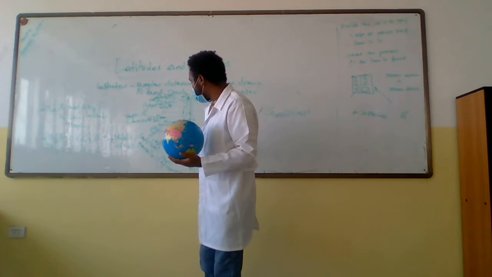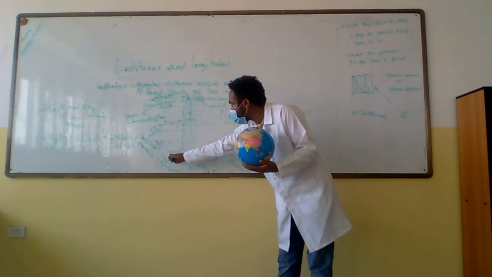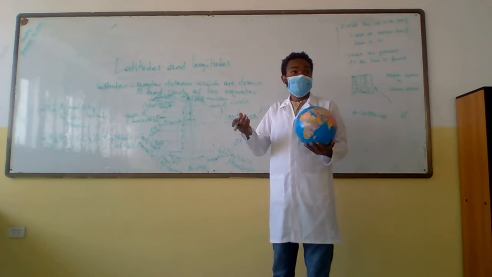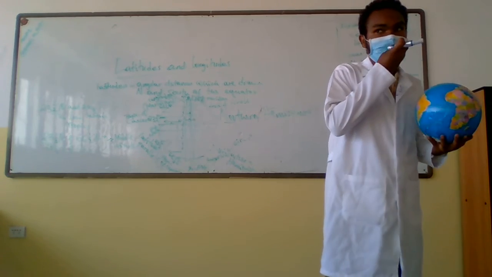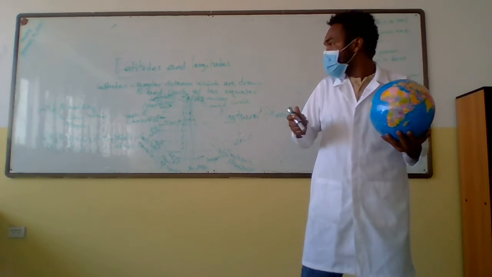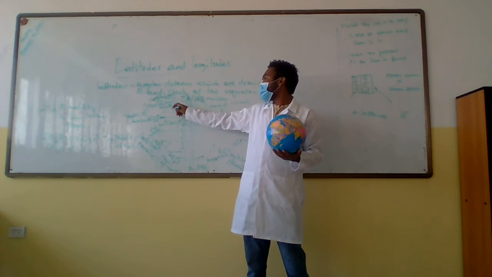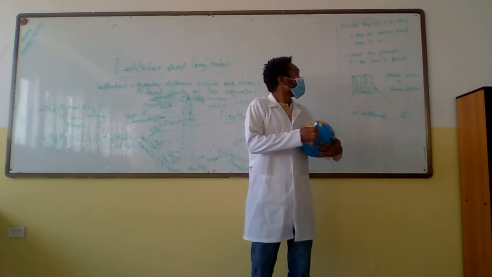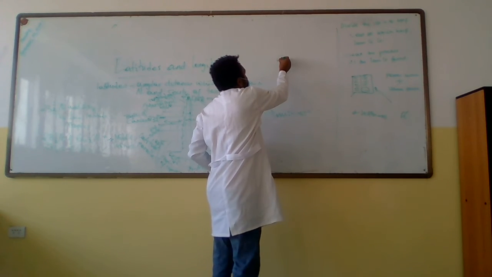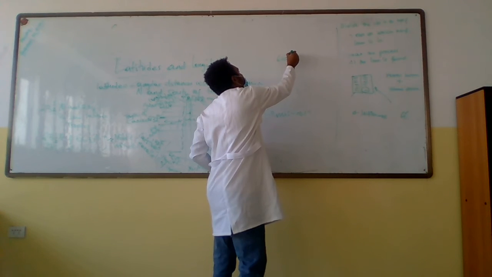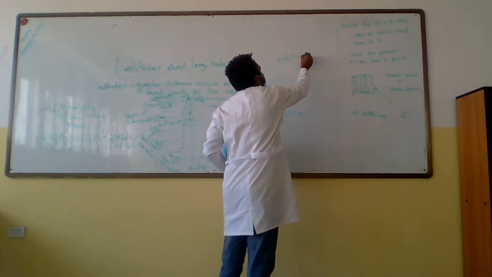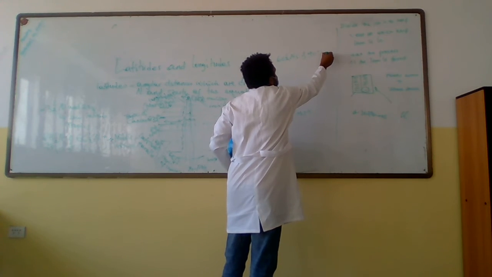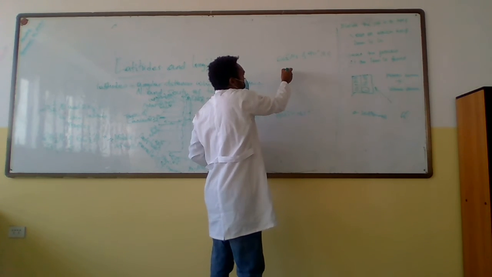And the other thing that you must know is that the area between 66 and a half degrees south and north has its own name. What do we call it? The areas between 66 and a half degrees north and south and 90 degrees north and south.